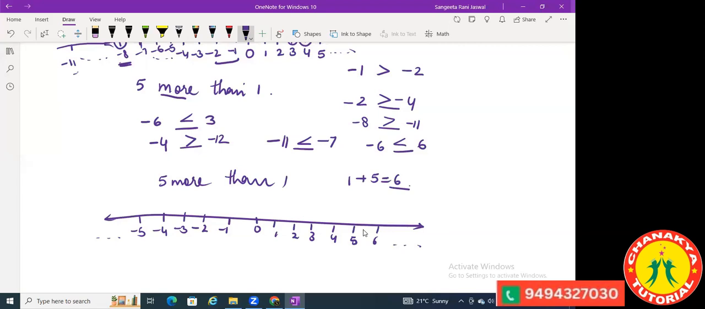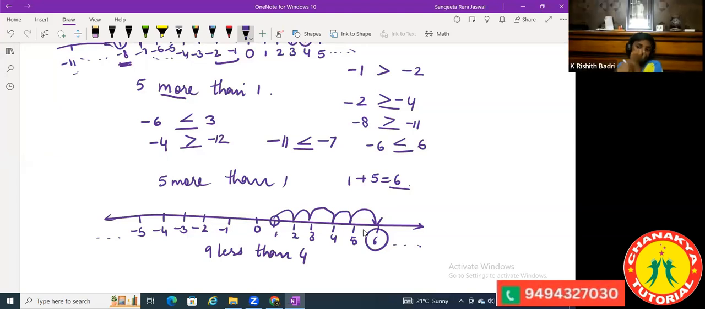If I have to show it on the number line, I will first step on 1, then take 5 steps ahead: 1, 2, 3, 4, 5. I've reached 6 now. In the same way, if I say 9 less than 4.